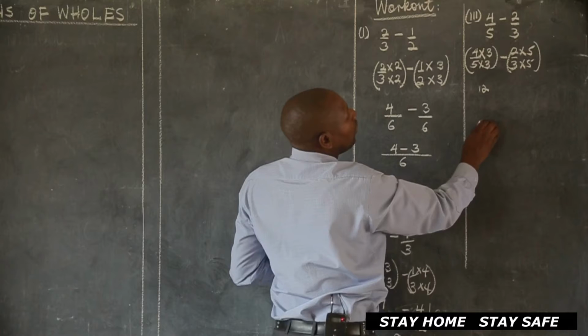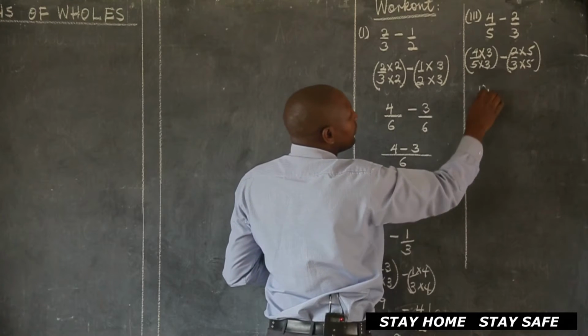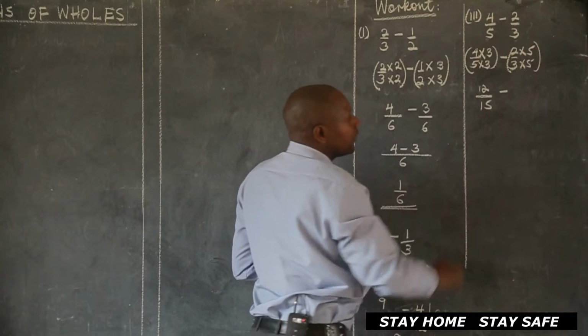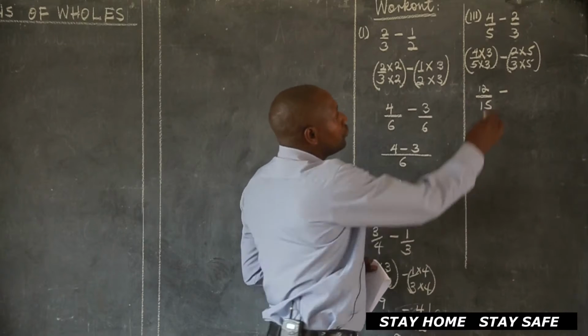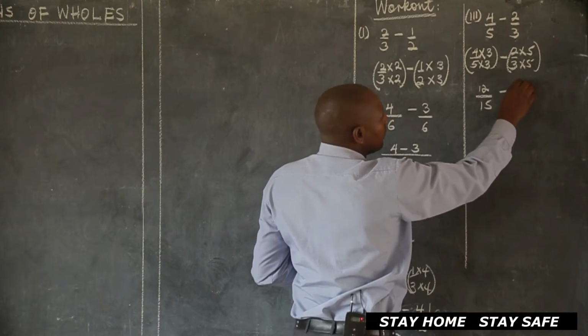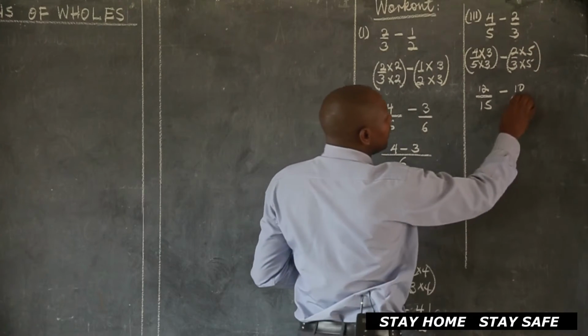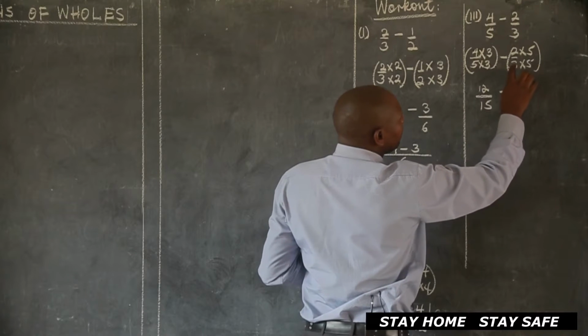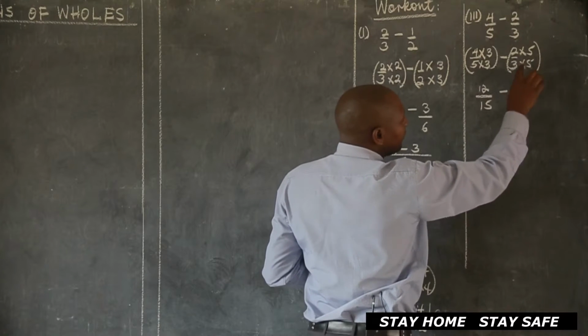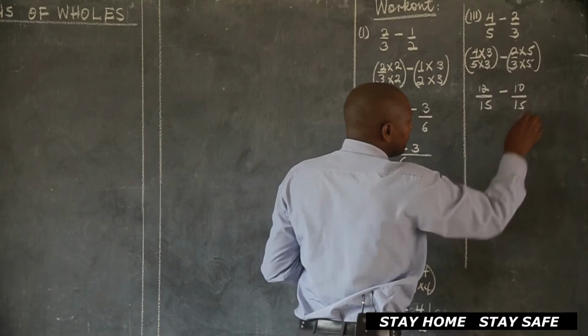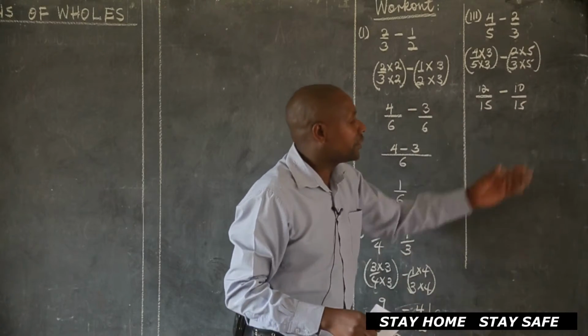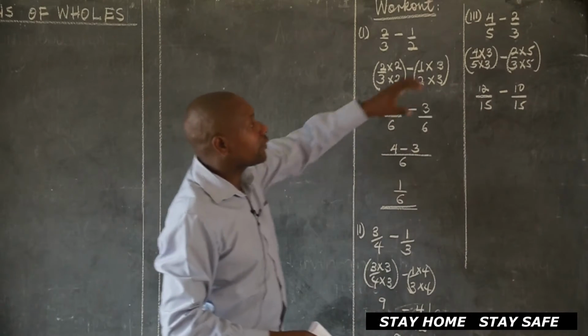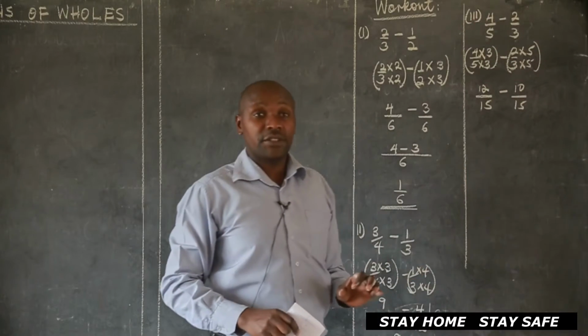Okay? So we have a numerator times a numerator, which is 4 times 3. This gives 12, out of 5 times 3, this is 15. Take away 2 times 5. Very good, it gives us 10. Take away, out of this is 3 times 5, this is 15. You observe that now we've got the same denominator. That's why you apply the equivalent fraction method.